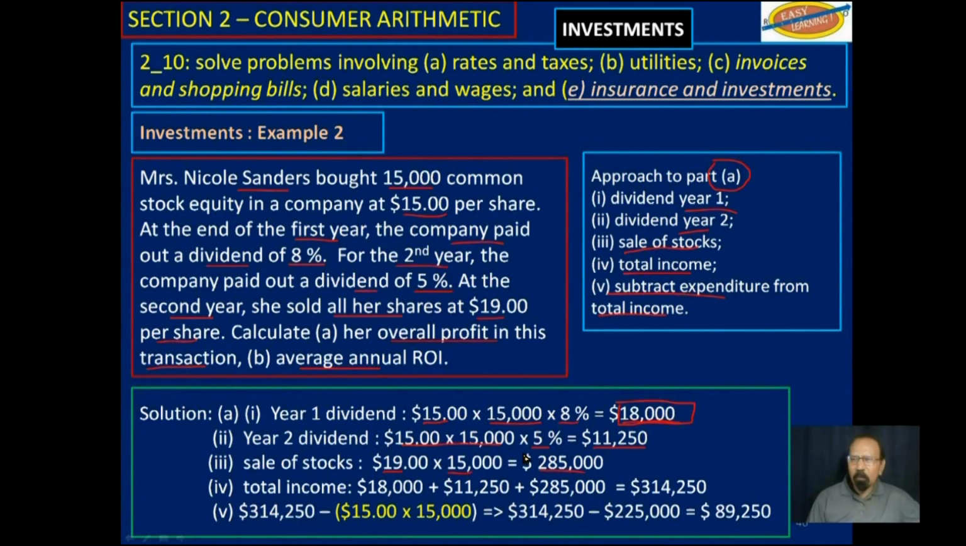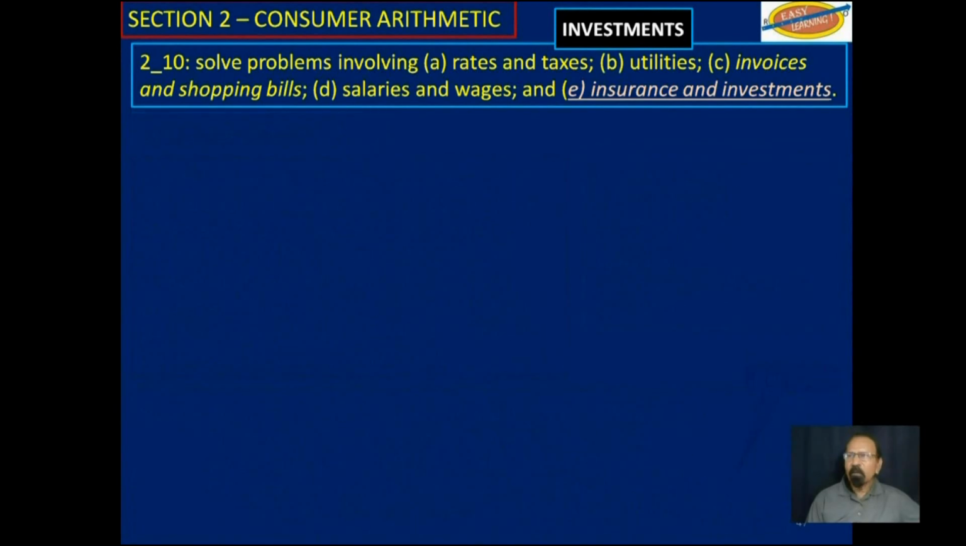So her total income would be those three, which is $314,250. But then we would have to subtract our investment, which would be 15,000 common stock at $15, which would be this. So her total amount of money she got out of it was that. What she invested was that. And so she got a profit of $89,250. Now, that's not bad at all.